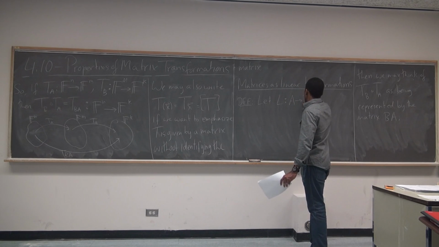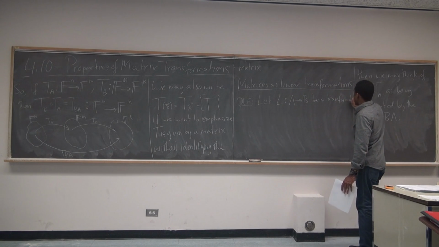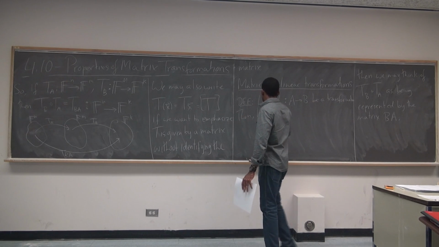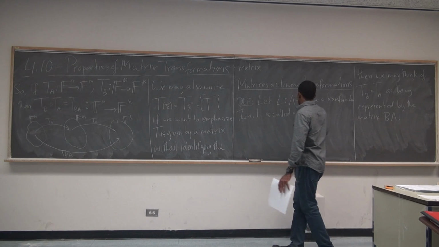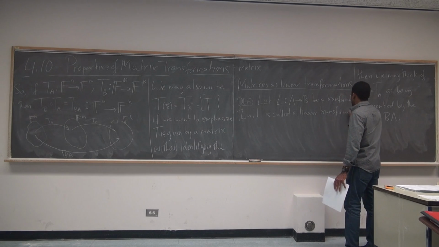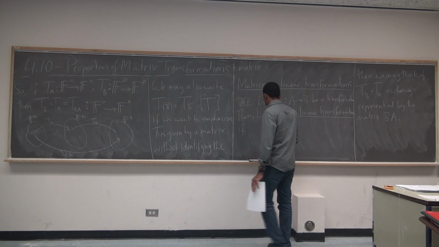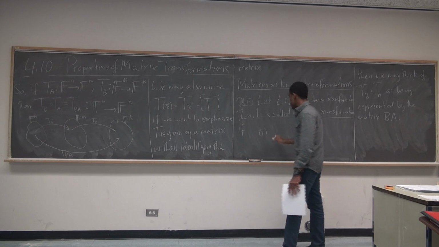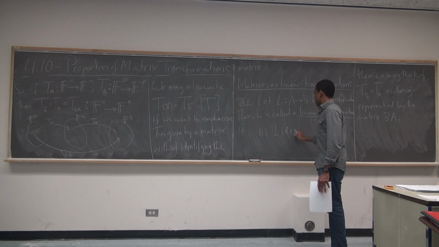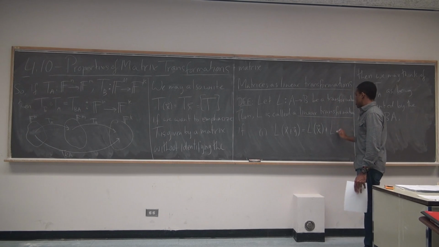Let L from a set A to B be a transformation. Then L is called a linear transformation if two things happen. One, it preserves addition, both in the domain and the range. So it distributes across sums.